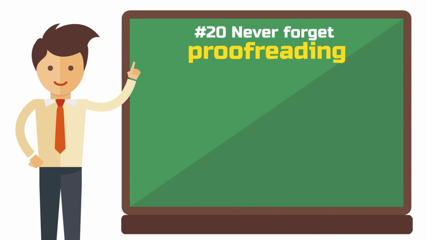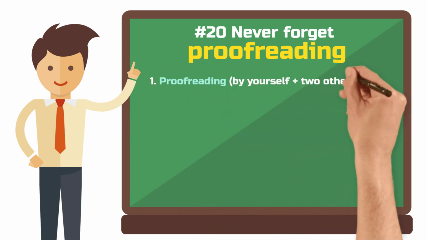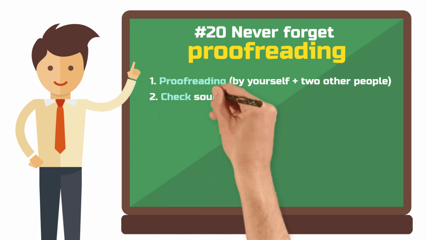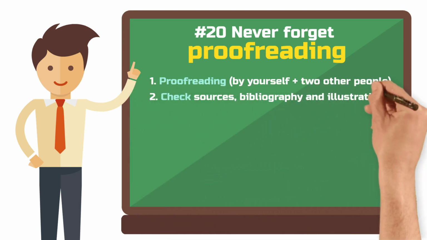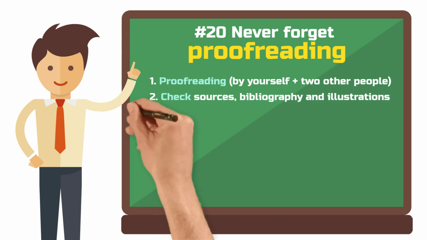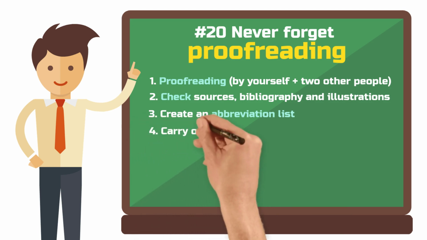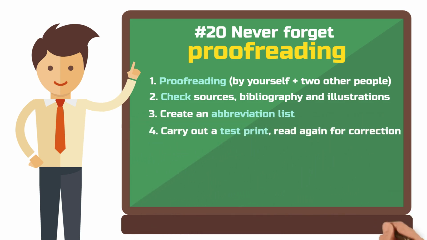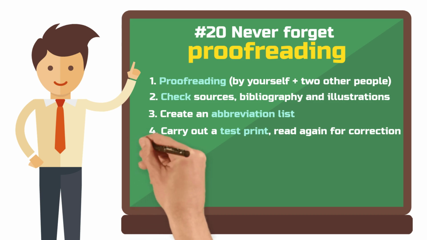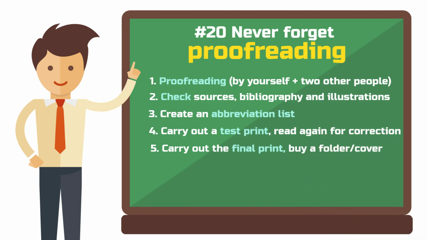Between finalizing your term paper and your submission, you should undertake the following steps. Proofreading by yourself and 1 or 2 other people. Carefully check sources and bibliography. Check illustrations, including their captions, and the appendix if you have one. Create an abbreviation list if there are more than 4 or 5. Carry out a test print and read again if a printed version is required. Then carry out the final print and buy a nicely looking folder or cover. Finally, drive to campus and submit.